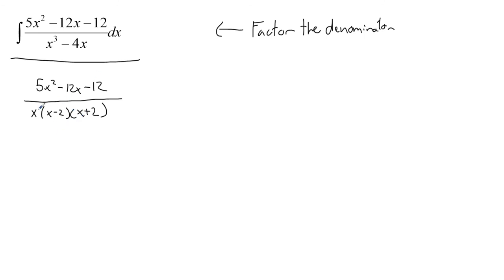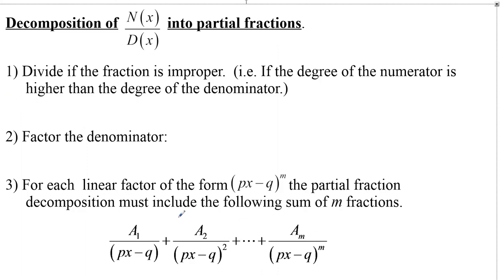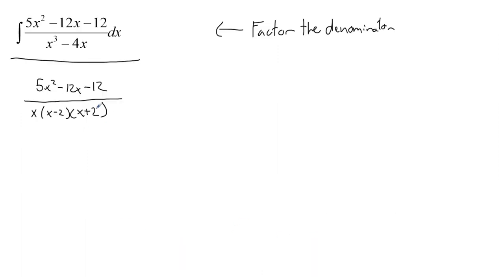So here's what we're going to do. I don't have any repeated factors, so it's not necessarily a situation like this. So I need a partial fraction for each of these factors. So I'm going to go A over x, that first one, plus it's going to be B over the second one, x minus 2, plus C over x plus 2. All right. So this is going to be my partial fraction decomposition.